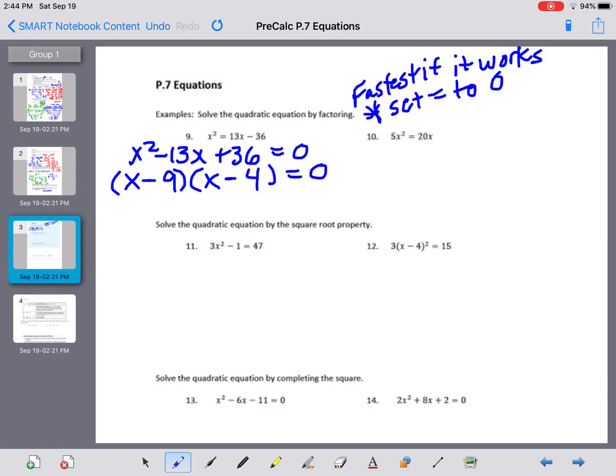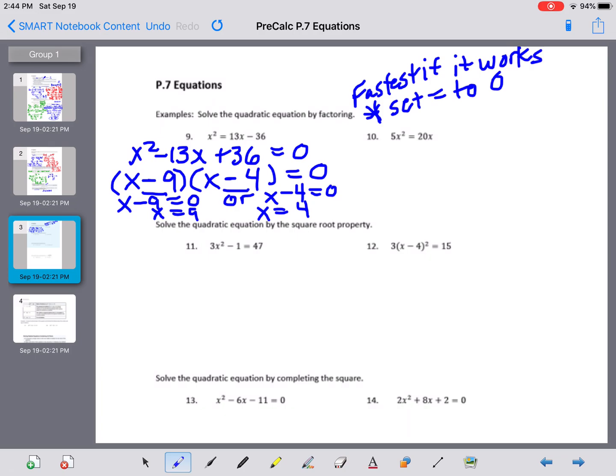Okay, so recall, if I have a factor times a factor and it equals 0, one of those has to equal 0. So x minus 9 equals 0, or x minus 4 equals 0, which means when I add 9 over here, x equals 9, or x equals 4. Because this is a quadratic, I look at it, I can plug in 9, I'd get 81 minus 13 times 9 plus 36. That would come out to 0. It works. I plug in 4, 16 minus 13 times 4 plus 36. That also works.